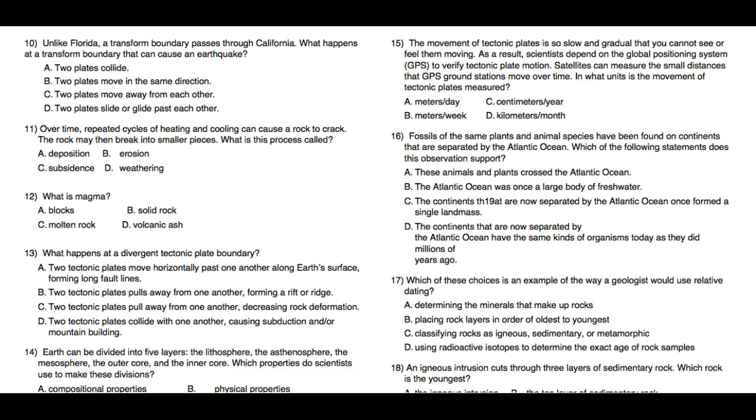Question 11. Over time, repeated cycles of heating and cooling can cause a rock to crack. The rock may then break into smaller pieces. What is this process called? A. Deposition. B. Erosion. C. Subsidence. D. Weathering.